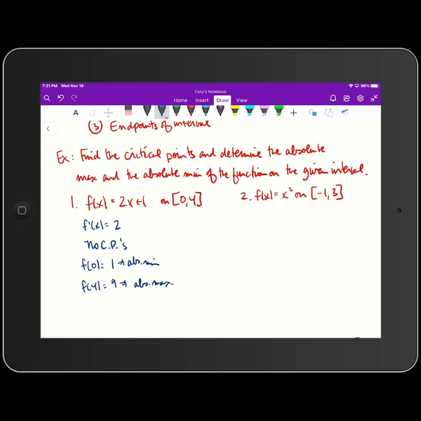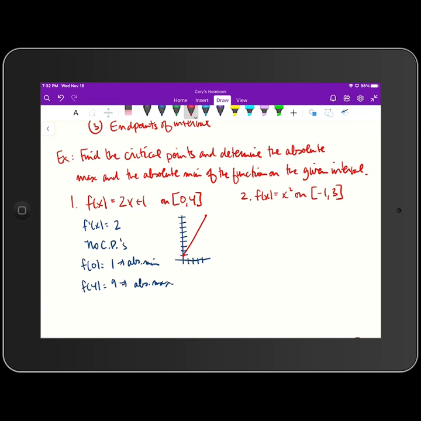And what I'm going to do for this example and the next example is sketch the graph on the given interval, and we can actually check to see that we find the correct absolute min and absolute max. Okay, so if I want to sketch the graph of this function, 2x plus 1 has a y-intercept of 1 and a slope of 2. If we look at that graph on the interval from 0 to 4, the smallest value on that graph is at the point (0, 1).